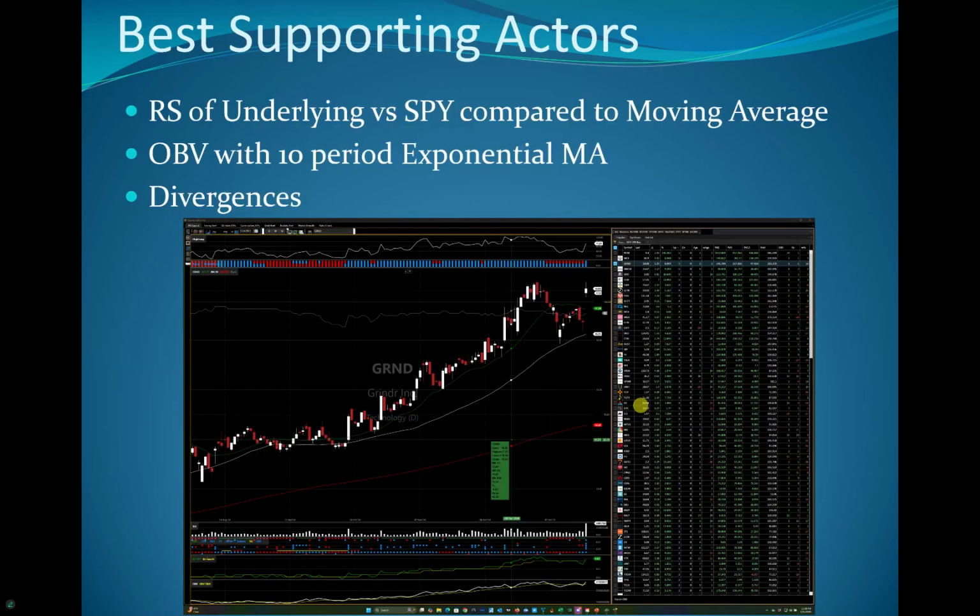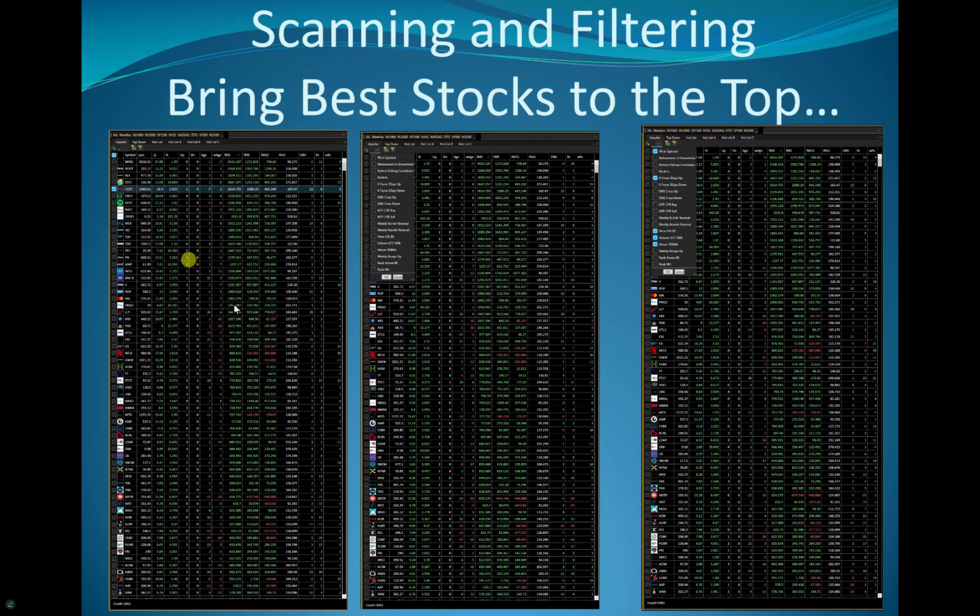Make it simple. And then that relative strength and the OBV, Sunday was the Oscars, so I gave it the award for Best Supporting Actors. You don't need me to have that. Just go put it on your charts. They work. We'll go in the program for how we do scanning and filtering to bring the best stocks to the top.